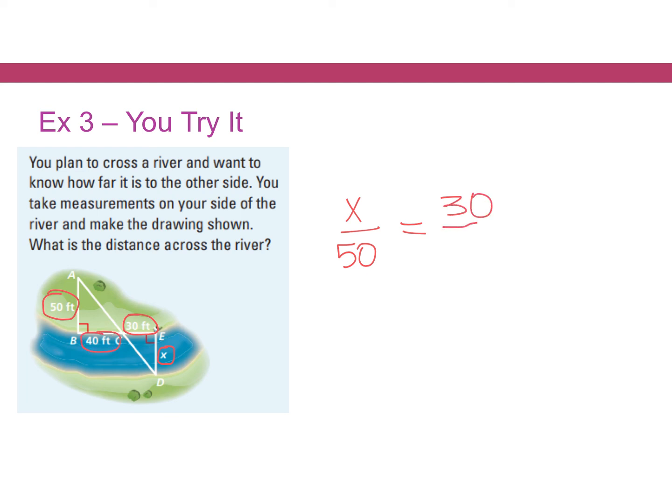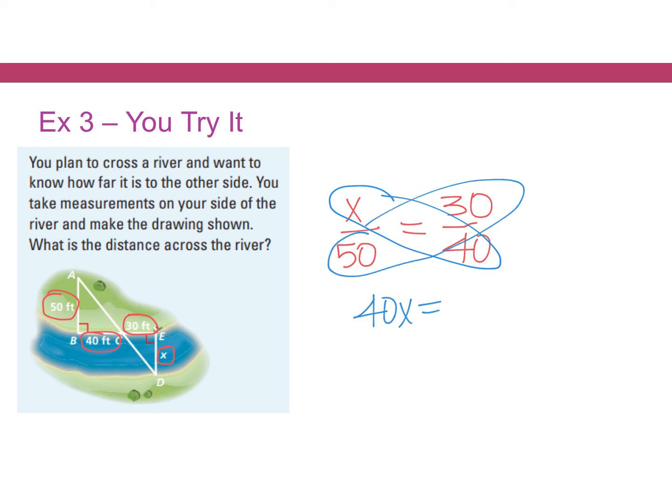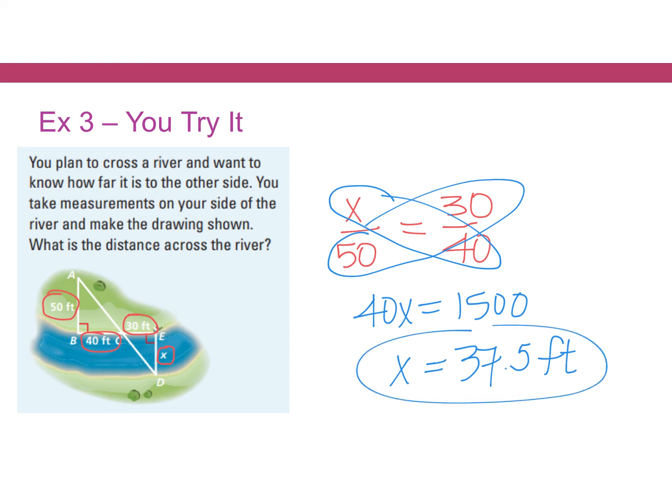over 40. And now if I do that butterfly method, I end up with 40x equals 1,500. And when I divide these out, I end up with x equals 37.5 feet across that river.